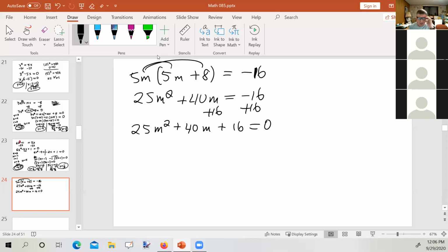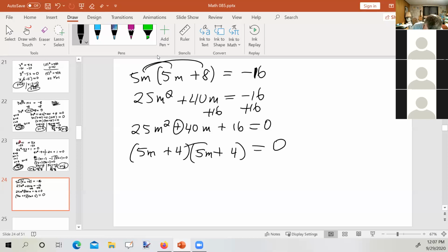It looks like it might be a perfect square because it starts with a square and ends with plus a square. So if that's true, it would be what? 5m and a 4, 5m and a 4, and it would have to be a plus in the middle. Let's see. If I multiply that back together, I get 25m squared up front, plus 16 at the rear, and I get what? Plus 20m, which is plus 40m. So it's a perfect square. I have two identical factors set equal to 0.